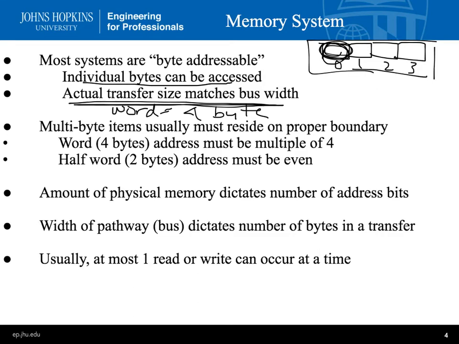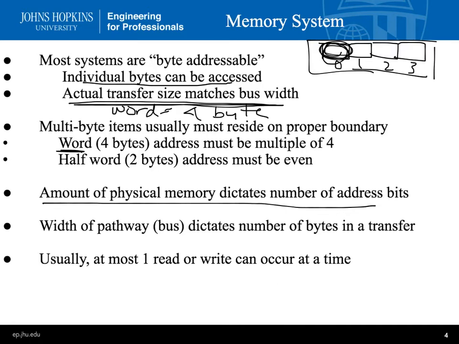And then we can also, if we're getting a whole word, we're going to have to get it on a multiple of 4. We're going to have to give it a multiple of 4 as an address. And I talked about this earlier, the amount of physical memory dictates the number of address bits.